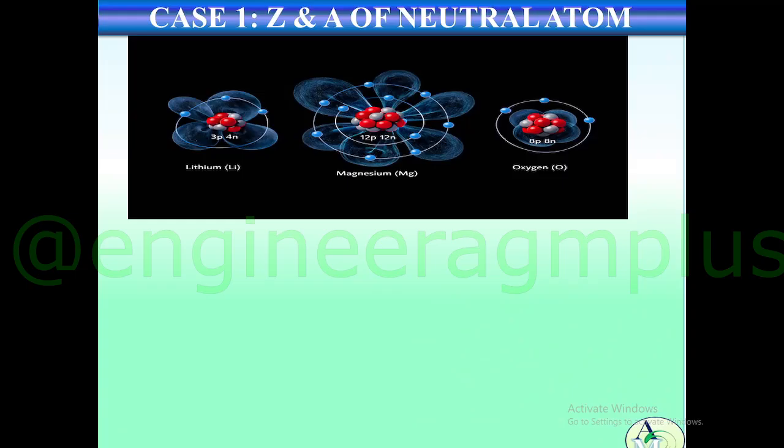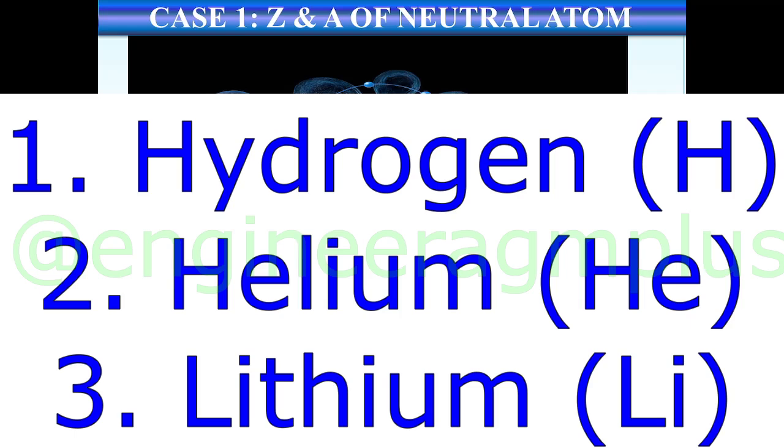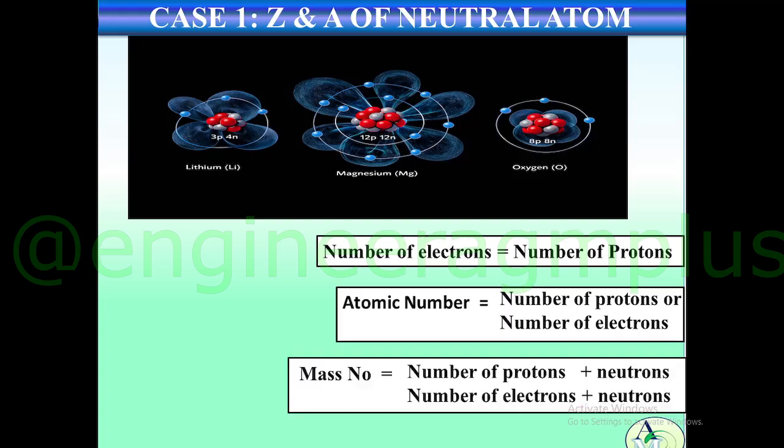For case 1, here we have lithium, magnesium, and oxygen atom. What is the atomic number of lithium? In the periodic table, we normally find the atomic number by searching for the position of the elements in the periodic table. Hydrogen, helium, lithium is number 3. Therefore, its atomic number is 3. So, number of electrons is equal to number of protons for a neutral atom. You know that before, right?